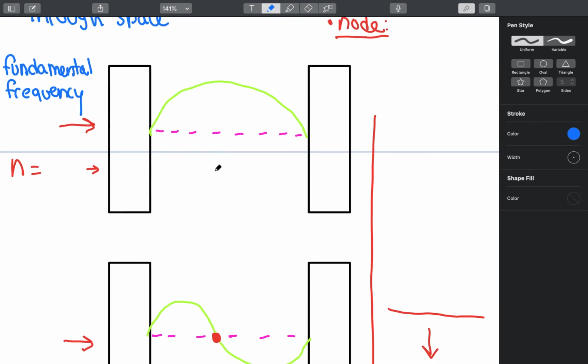And the fundamental frequency is given the name n equals 1. Now, the important thing to note about the fundamental frequency is that it also has the lowest energy. So the fundamental frequency has the lowest energy associated with it.